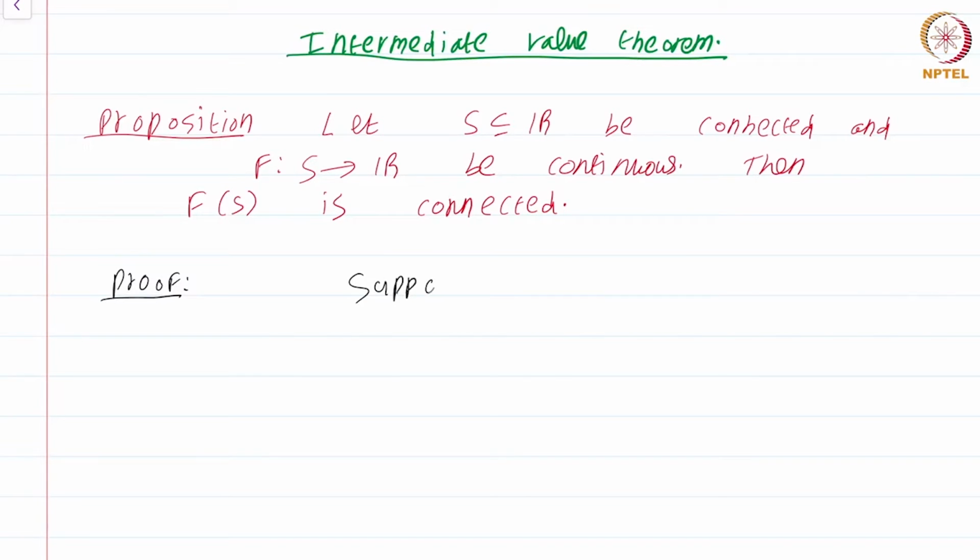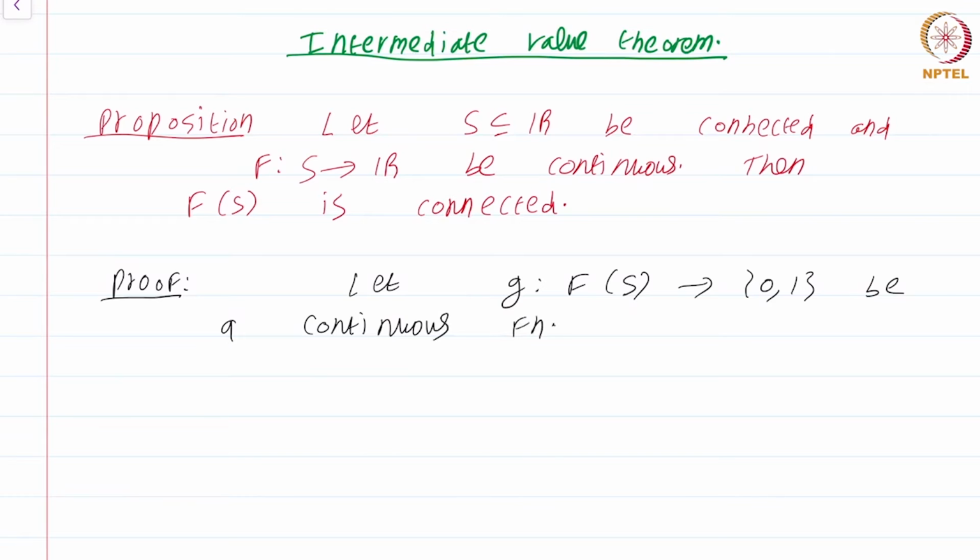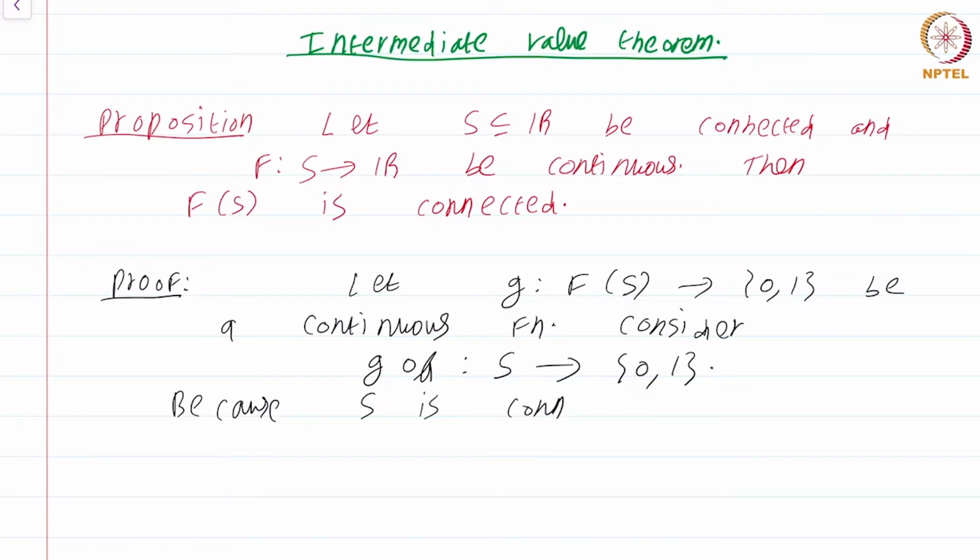Or let me not prove by contradiction, let me give a direct proof. Let g from f of S to {0, 1} be a continuous function. Consider g composed with f from S to {0, 1}. Because S is connected, this function must be constant.